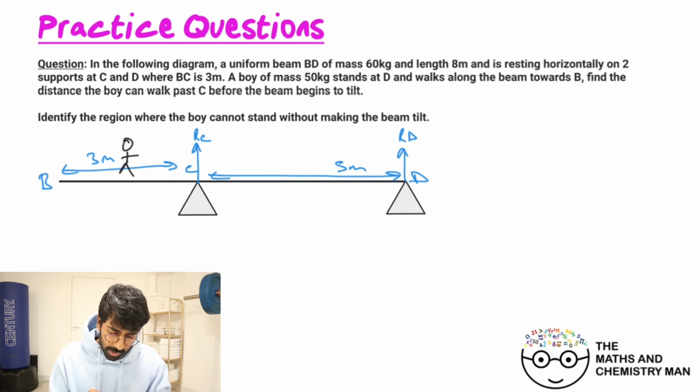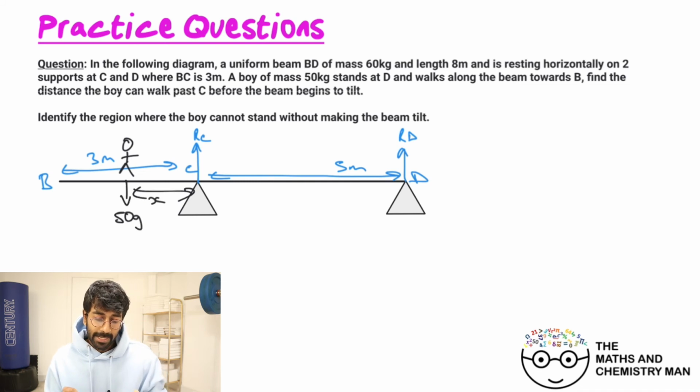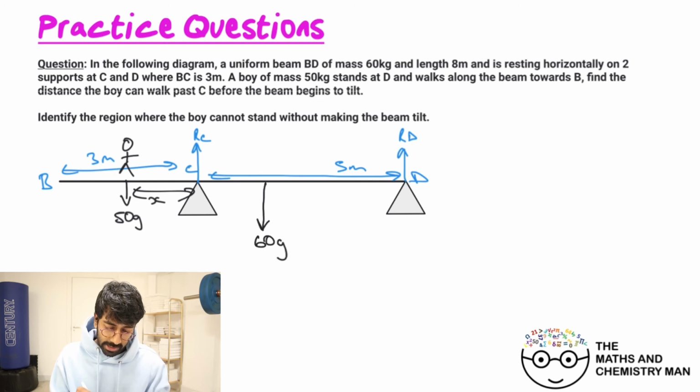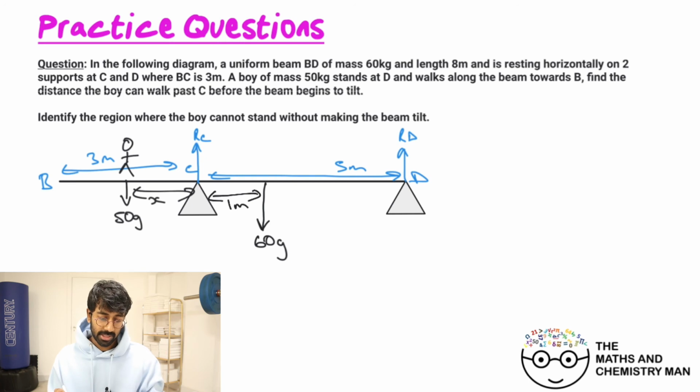So what have we got? He's got a mass of 50 kilograms, so we need to put 50g going downwards here. And we don't know this distance, so we're going to call it x for now. And what else? Well, we need to put the mass of the beam in as well, right? So the mass of the beam, 60 kilograms, and it was uniform, wasn't it? So that's going to be at 4 meters. So therefore, we can put 60g over here. And because that's going to be 4 meters, that means that this bit was actually just 1 meter. So nice and simple, actually.